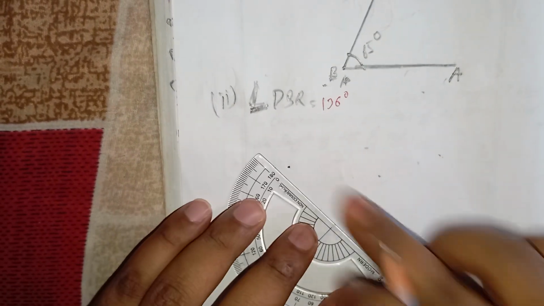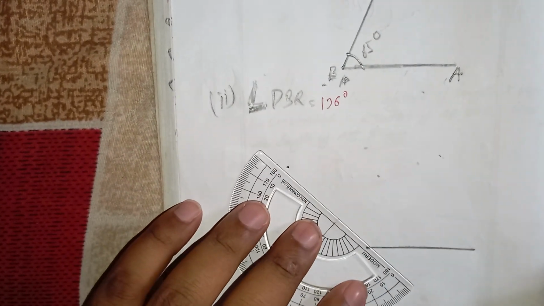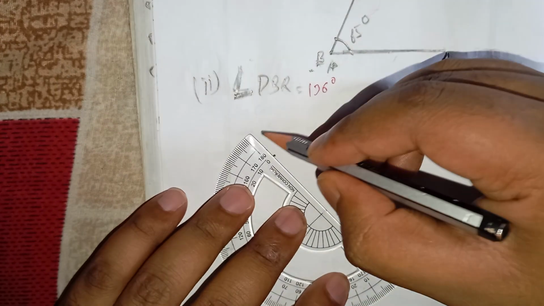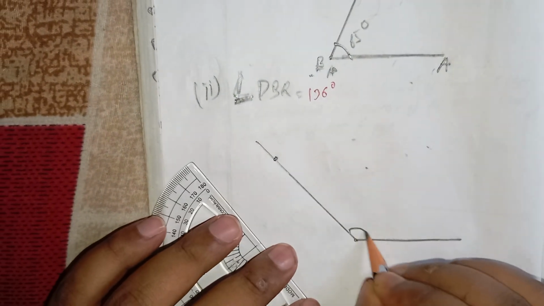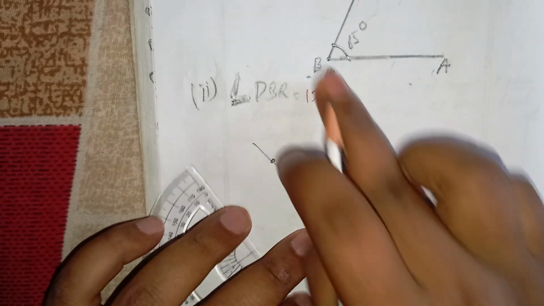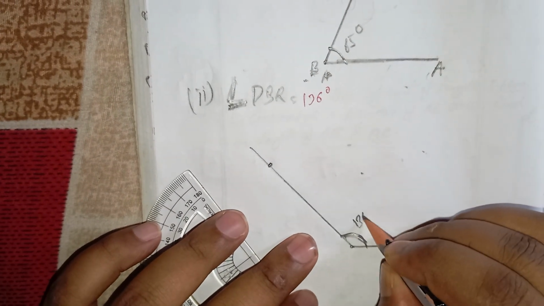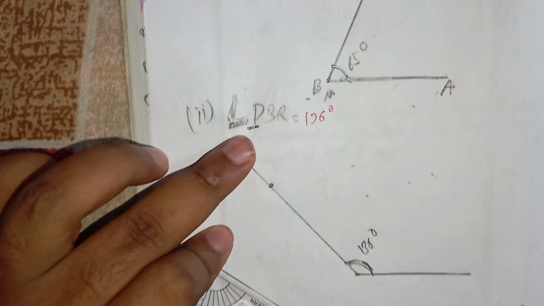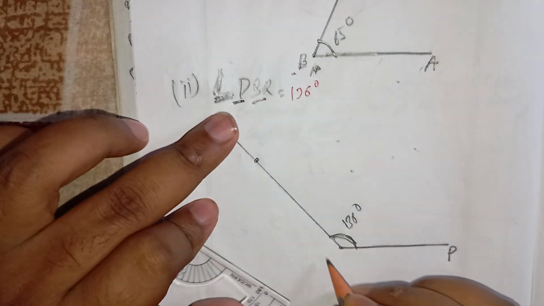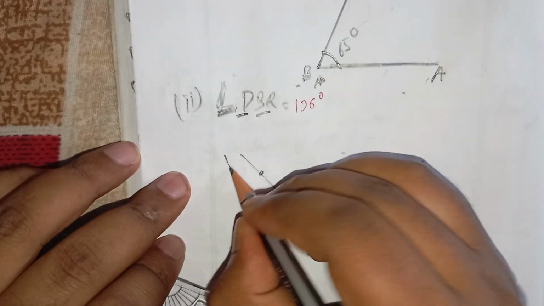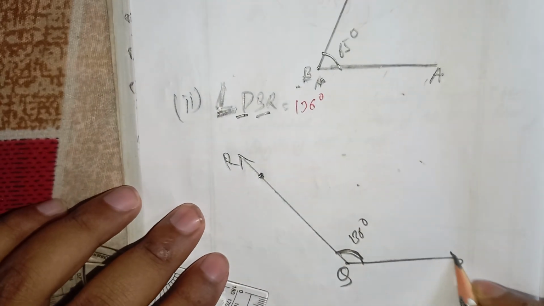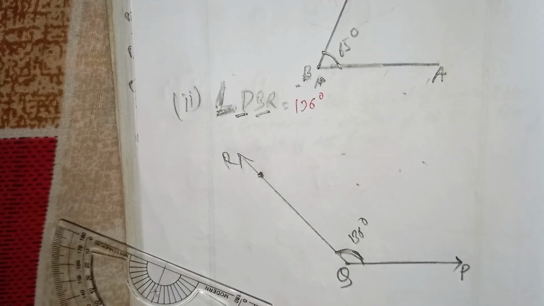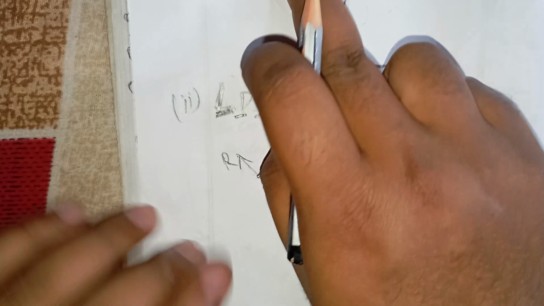Now join both of these lines, this and this. It is going to be like that. So what angle is it? This is a 136 degree angle. This is given as P, right? P, Q in the middle, then it is R. The R is over this line here, so it is going to be like that. Is it clear? Right, now our second question.